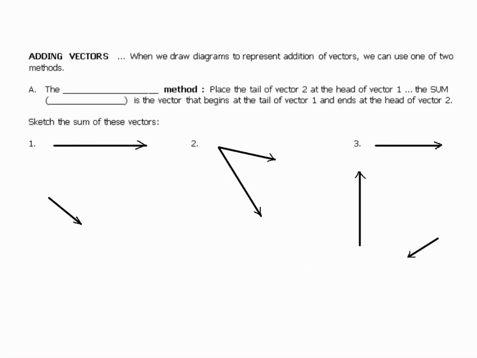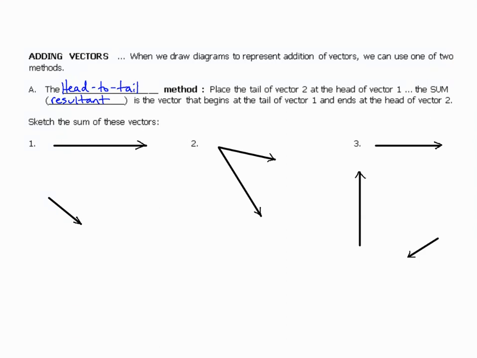Adding vectors. When we draw diagrams to represent addition of vectors, we can use one of two methods. The first one, the head to tail method. Place the tail of vector 2 at the head of vector 1. The sum, or what we call the resultant, is the vector that begins at the tail of vector 1 and ends at the head of vector 2.